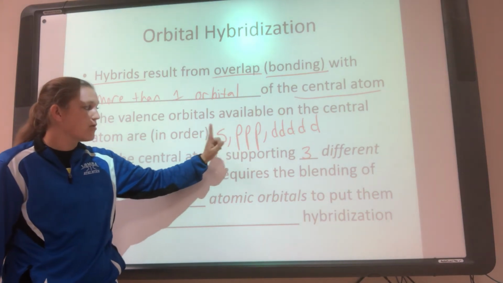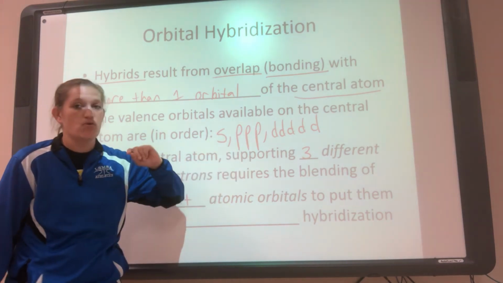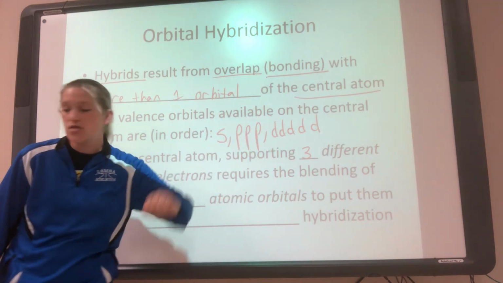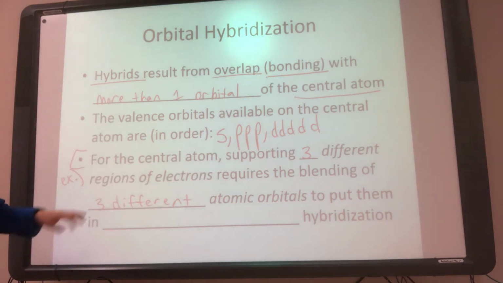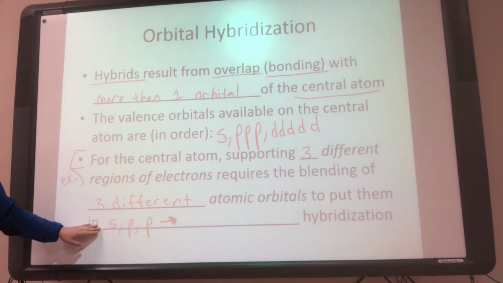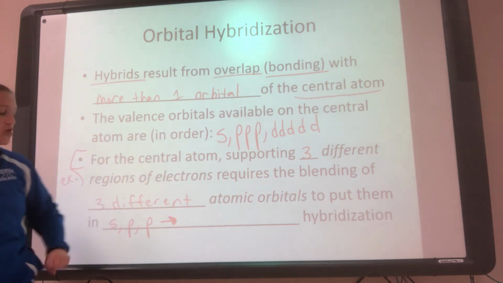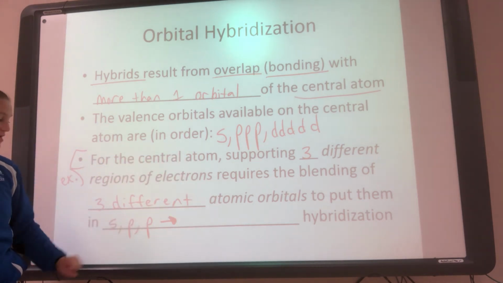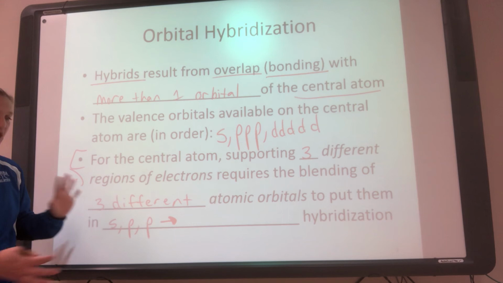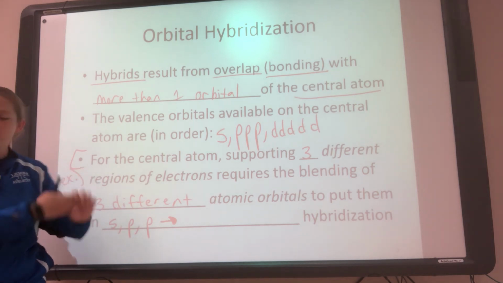So I'd have an S orbital, a P orbital, and another P orbital, because this is the order that I would go in. So if I have to make 3 different atomic orbitals and hybridize them, I have an S orbital, a P orbital, and another P orbital. That's the 3 individual atomic orbitals I have. Okay? And it's 3 because there were 3 electron groups. But now these have to kind of go together. I have to mush them together and hybridize.